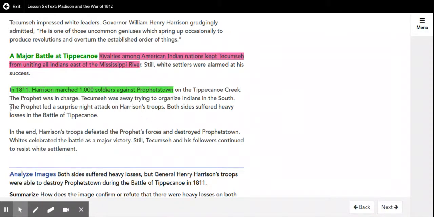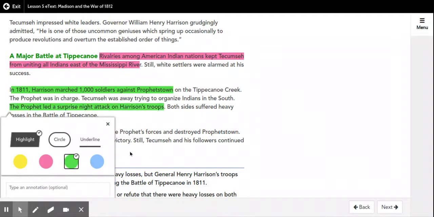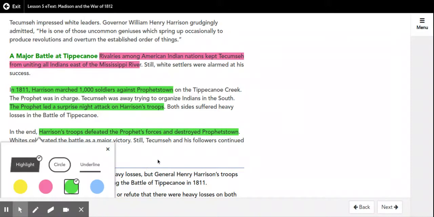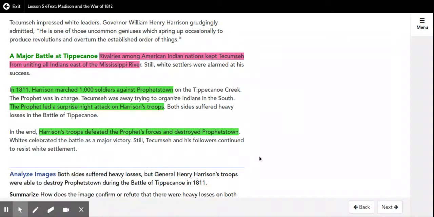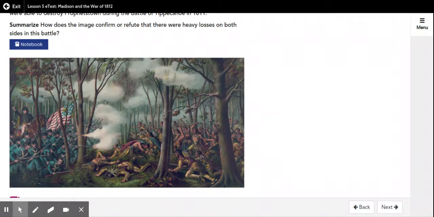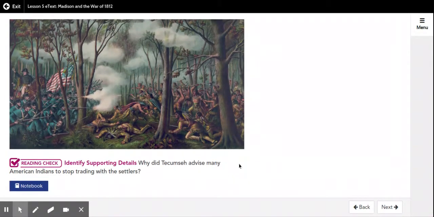The Prophet led a surprise night attack on Harrison's troops. Both sides suffered heavy losses in the Battle of Tippecanoe. In the end, Harrison's troops defeated the Prophet's forces and destroyed Prophetstown. Whites celebrated the battle as a major victory. Still, Tecumseh and his followers continued to resist white settlement. Reading check. Identify supporting details. Why did Tecumseh advise many American Indians to stop trading with the settlers?